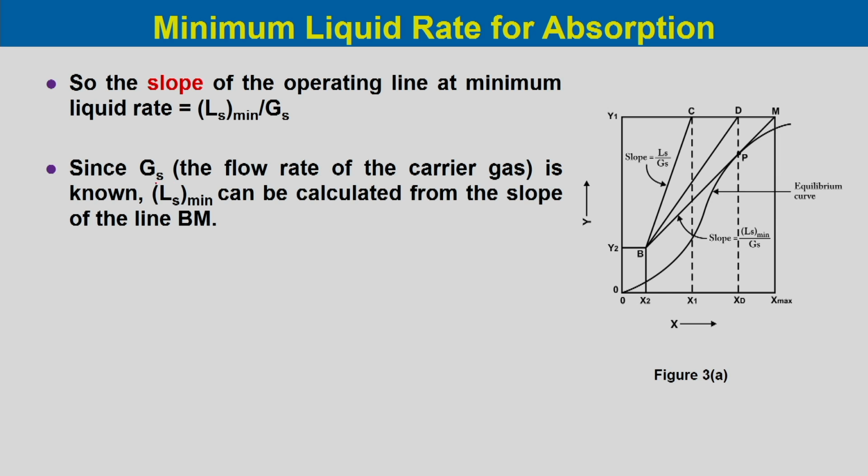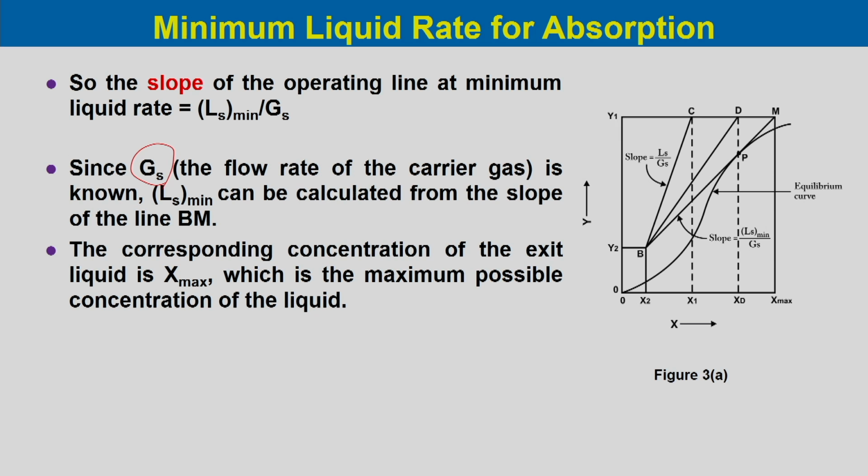So, the carrier gas flow rate is already known, and then from Ls by Gs we can get the slope of this operating line at the minimum liquid rate. We can then calculate the Ls minimum from the slope of this curve BM. The corresponding concentration of the exit liquid is X max, that is the maximum liquid concentration we can achieve.